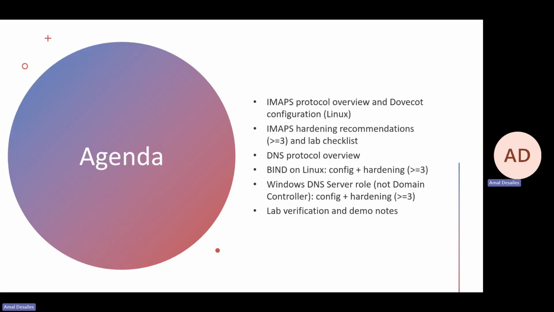All right, so today's agenda: first we will cover IMAPS. I'm going to explain what it is, how to configure it with Dovecot, and how to harden it, with three hardening recommendations for each. Then we will move to DNS, what it does, how to configure it with BIND on Linux and the DNS role on Windows, and how to harden both. Finally, I will share a lab checklist and demo notes so you know exactly what to test with Nmap for your server check assignment.